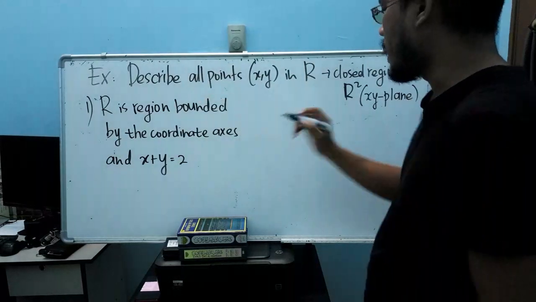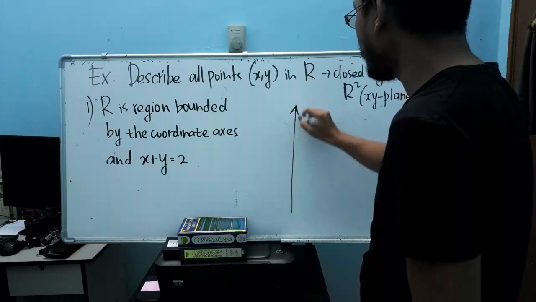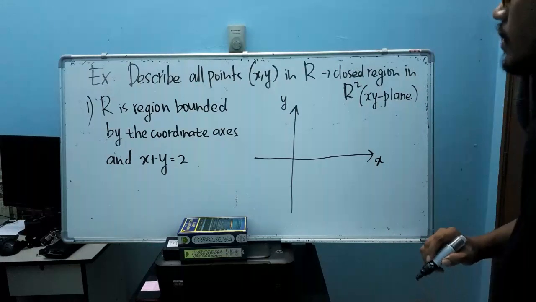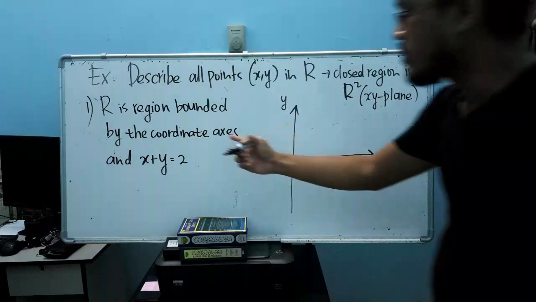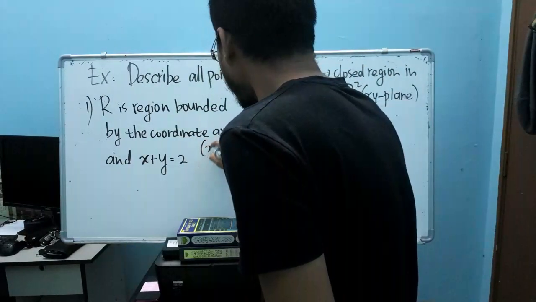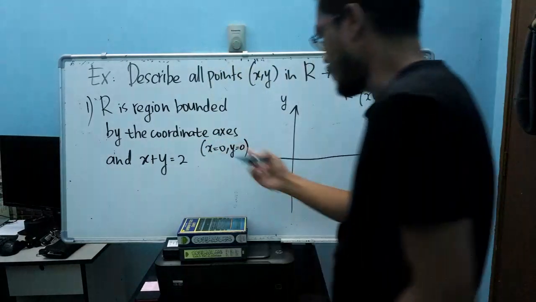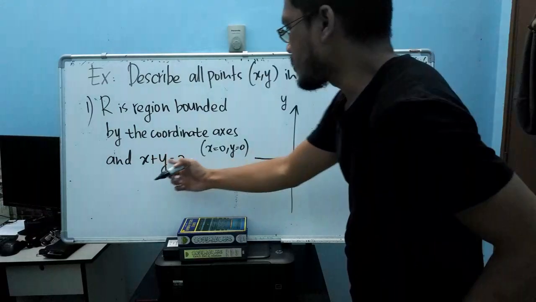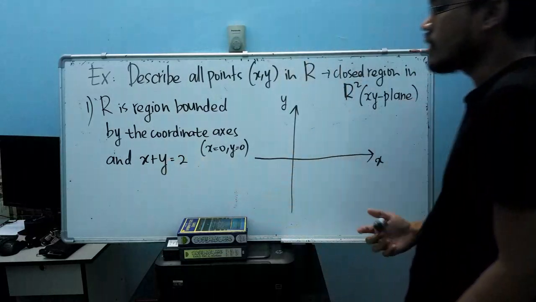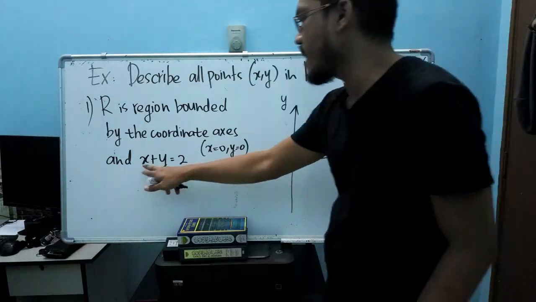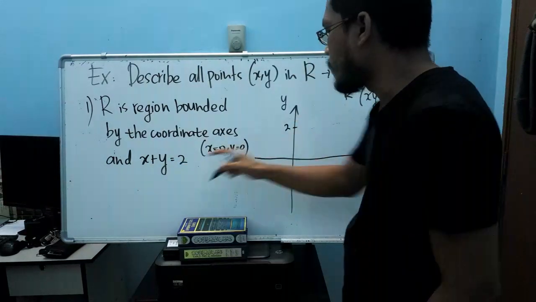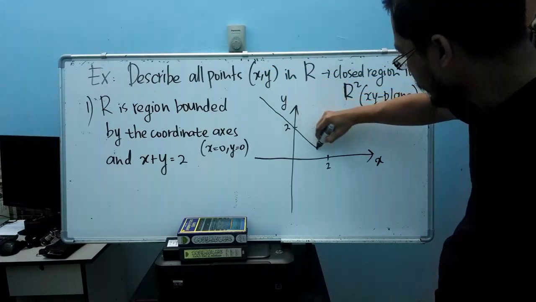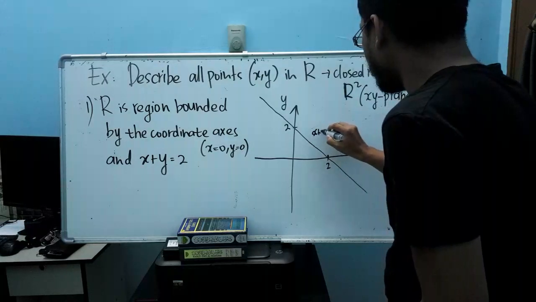First, let's sketch our R. Our R is in the xy plane, since it is two-dimensional, so we have y and x. R is the region bounded by the coordinate axes. What is the meaning of coordinate axes? It means x equals 0 and y equals 0, this axis and this axis. And x plus y equals 2 is just a straight line: if x equals 0, then y equals 2; if y equals 0, then x equals 2. So we will have this straight line, x plus y equals 2.